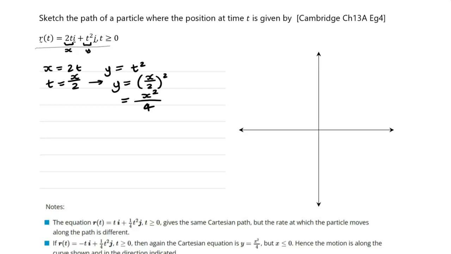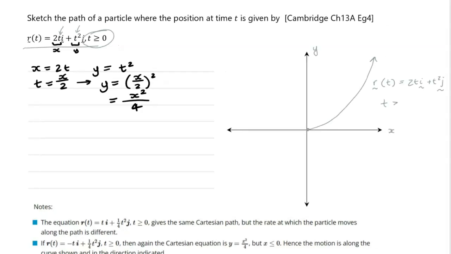Now take care, our Cartesian equation doesn't tell us about the direction of motion, and it also doesn't naturally reflect that restriction upon t. They've told us that t is greater than or equal to 0. If we substitute t equals 0 into here, we're going to have the 0 vector. So we're starting at the origin, and then we've got a lovely quadratic that's going to be headed off like that. Because remember, we were told t was greater than or equal to 0. Any of these parts of the parabola, which we're not drawing, would be for t less than 0.